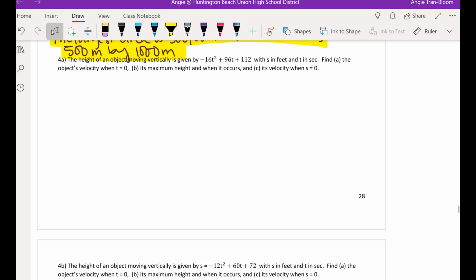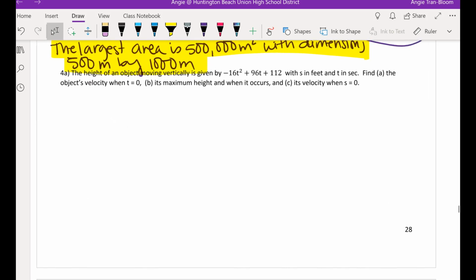All right, guys, here is example 4a. The height of an object moving vertically is given by the equation negative 16t squared plus 96t plus 112. This is your position, okay? So this equals s of t, with s in feet and t in seconds. Find part A, the object's velocity when t equals 0.